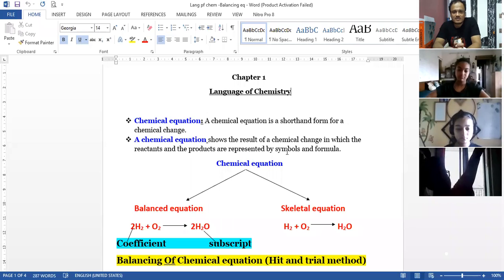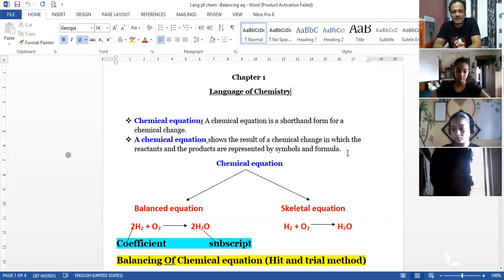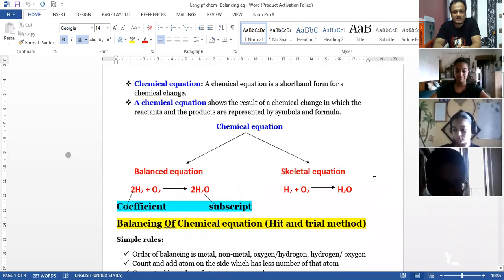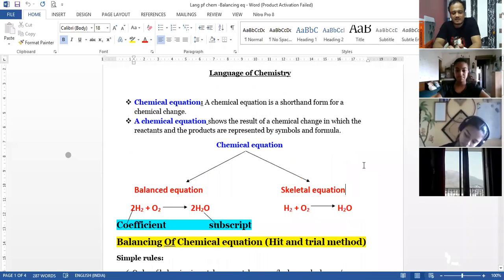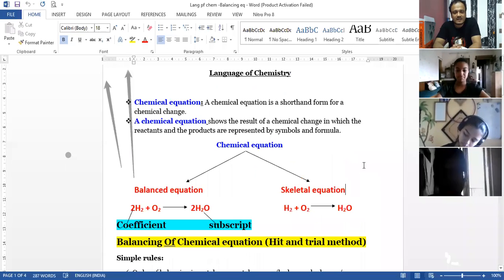So a chemical equation shows the result of a chemical change in which the reactants and the products are represented by symbols and formulas. Now we know what symbols and formulae are, and the difference between a symbol and a formula. Symbols are used for elements and formulas are used for molecules and compounds. If it is a monoatomic substance, you will use just the symbol. For example, if it is iron, you will write only Fe.